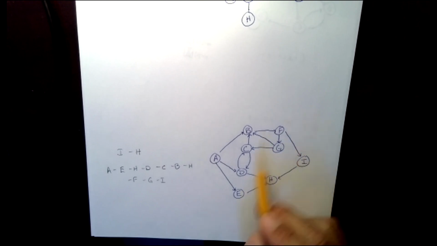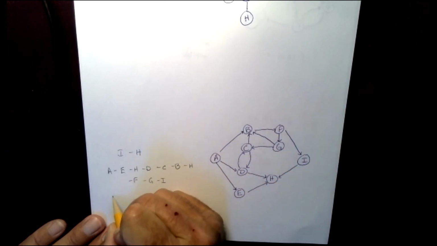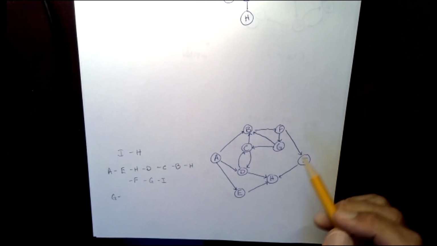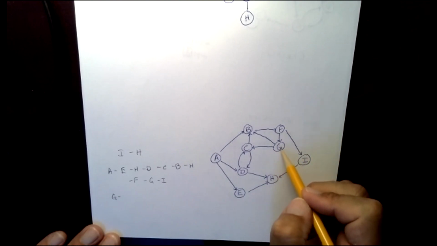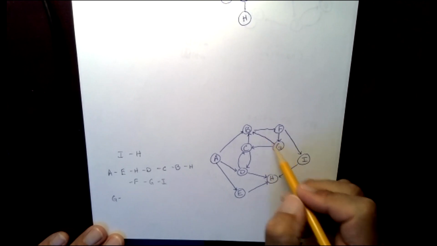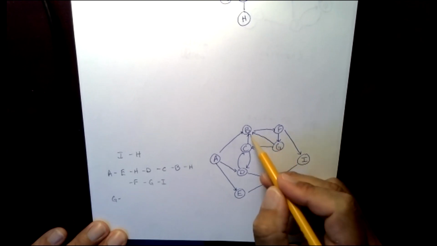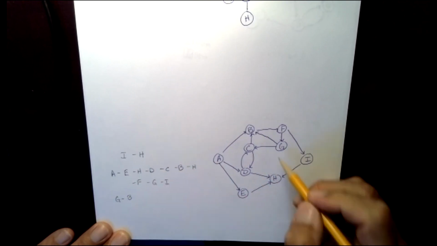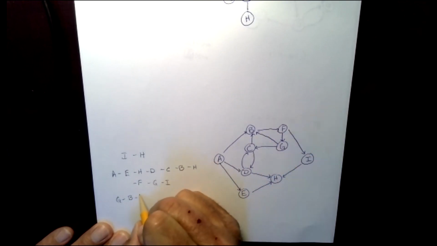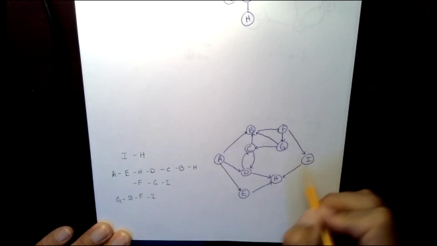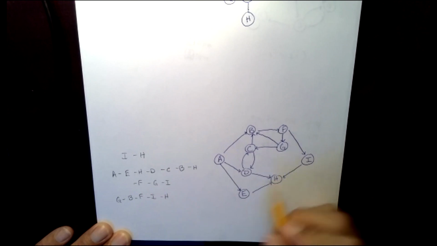So once again, the starting node we look at is A, but what if my starting node was G? I'm doing a depth first. I'm seeing as far as I can go. Where would you like to go from G? Well, I have two choices, right? Let's go to B. From B, I could go to F. From F, I could go to I. From I, I can go to H.